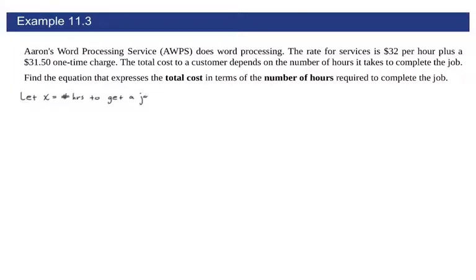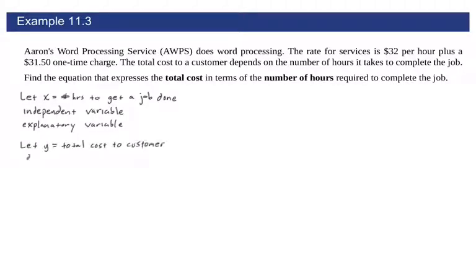So let's let x be the number of hours to get a job done here. And we typically refer to this as the independent variable or the explanatory variable. And let's let y be the total cost to the customer here. And that's sometimes referred to as the dependent variable, response variable, even a predicted variable; we'll start seeing that in this chapter.